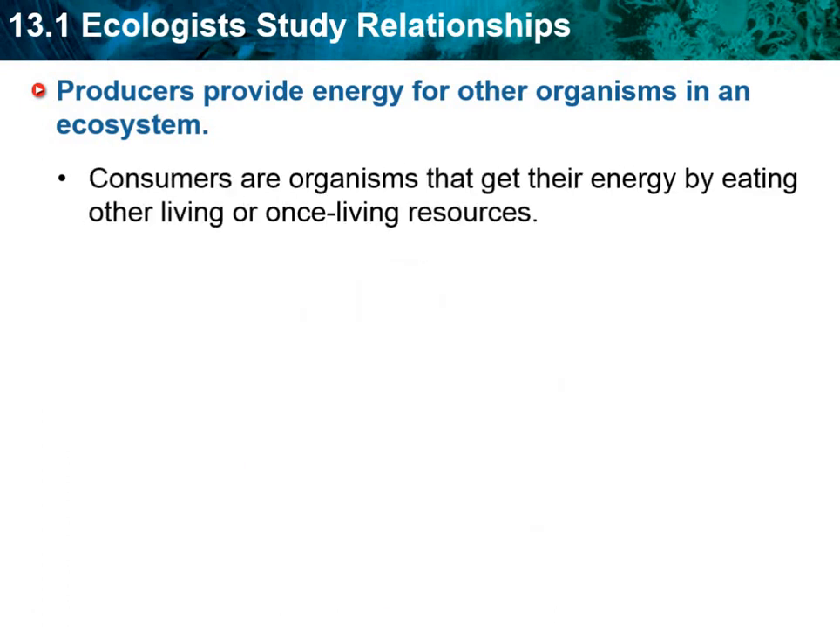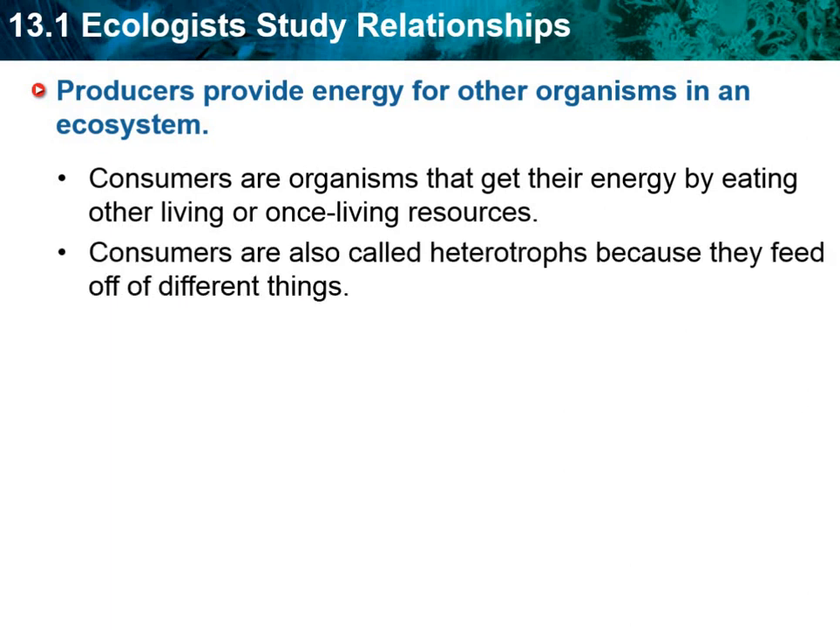So consumers, that is what we are. Consumers are organisms that get their energy by eating other living things, or a living resource. So you've got all different types of consumers. You've got carnivores, herbivores, omnivores, detritivores. All of those things are going to be mentioned in future sections of this chapter. So that is what we end up having. Another name for a consumer is a heterotroph because they feed off of other things in order to get their energy. So we are consumers or heterotrophs.